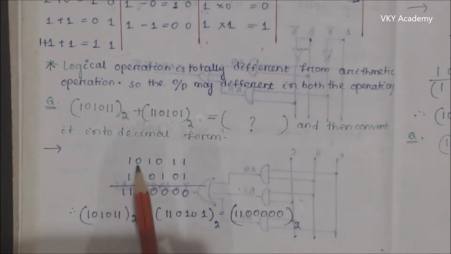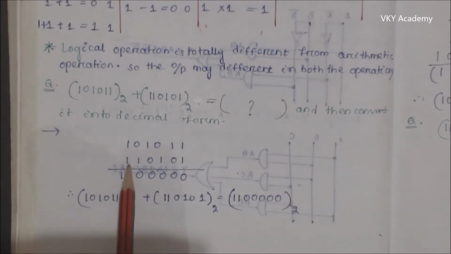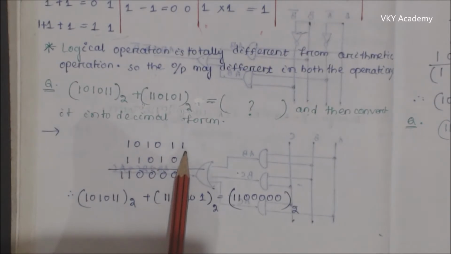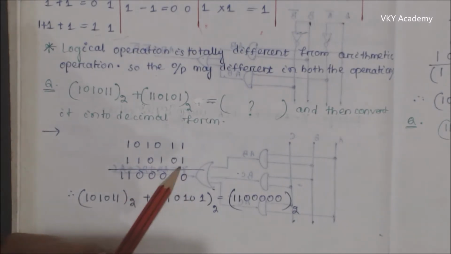And I need to convert the result into decimal also. So let us see how to perform the addition. So 101011. In the second row, 110101. Let us perform the addition.